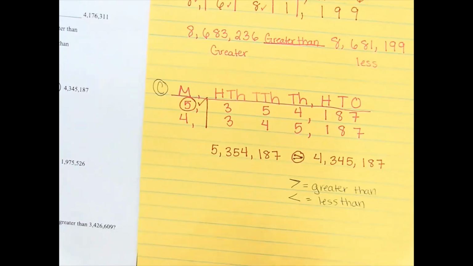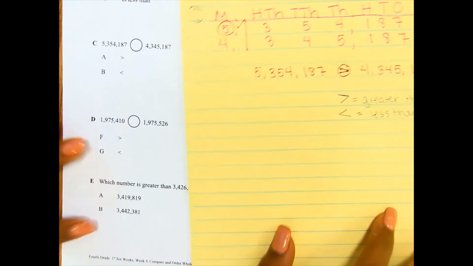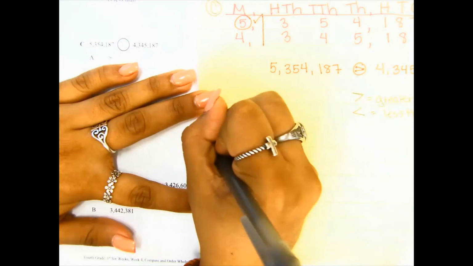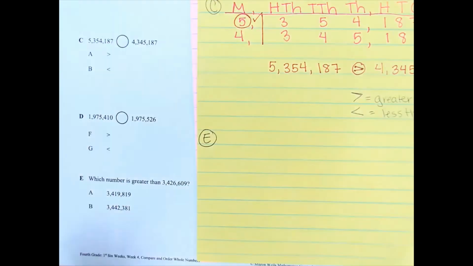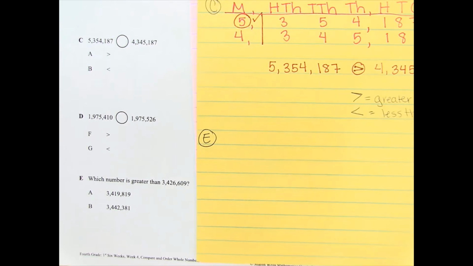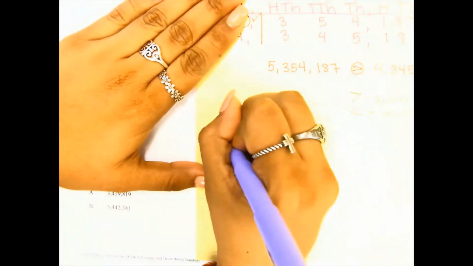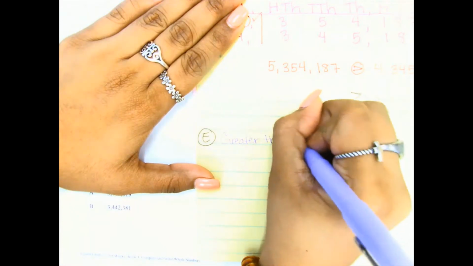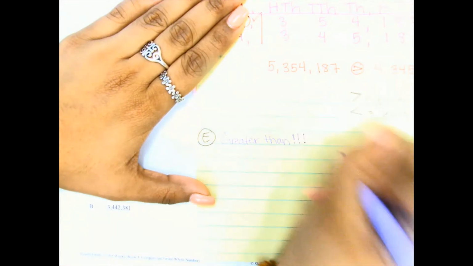So now here, let's move on to letter E. It says, which number is greater than 3,426,609? So I already have a number that we're comparing with, and I have two answers, which is A and B. So I want a number that is greater than. So I'm going to write here, greater than. And I'm going to put emphasis on that. It needs to be greater than.